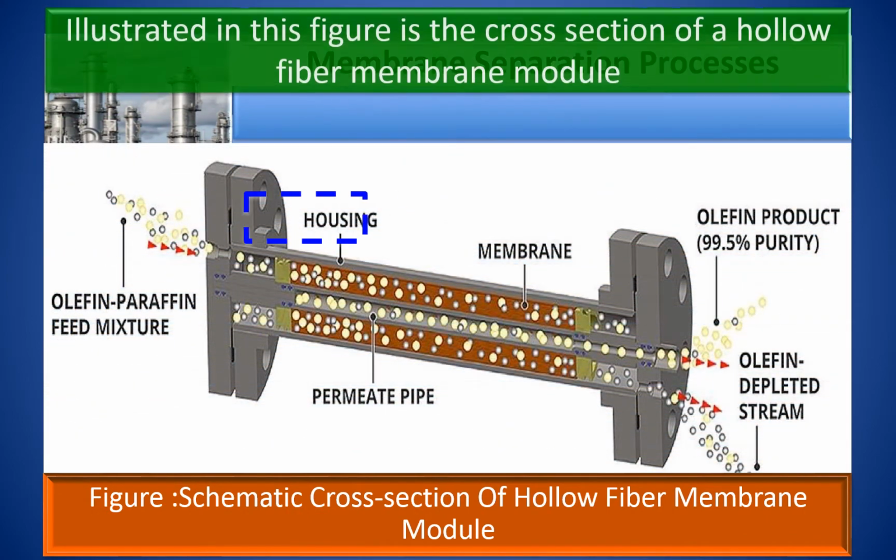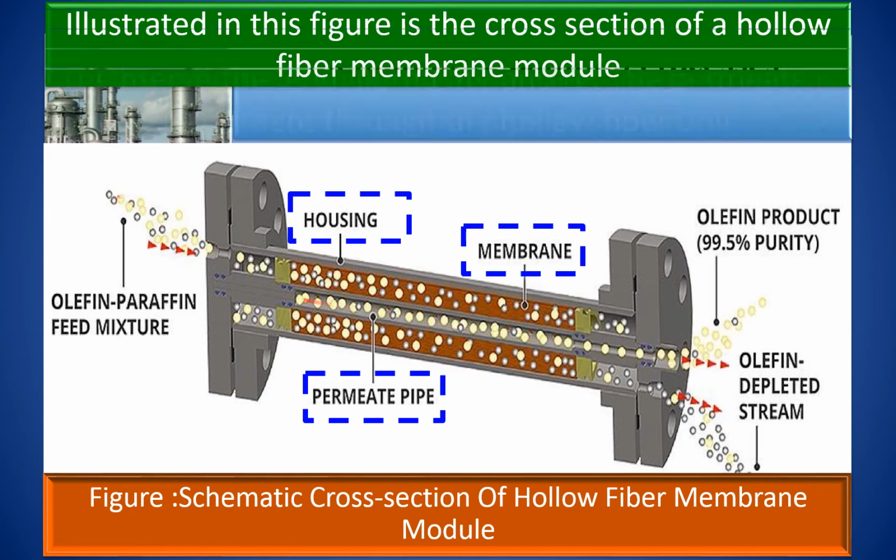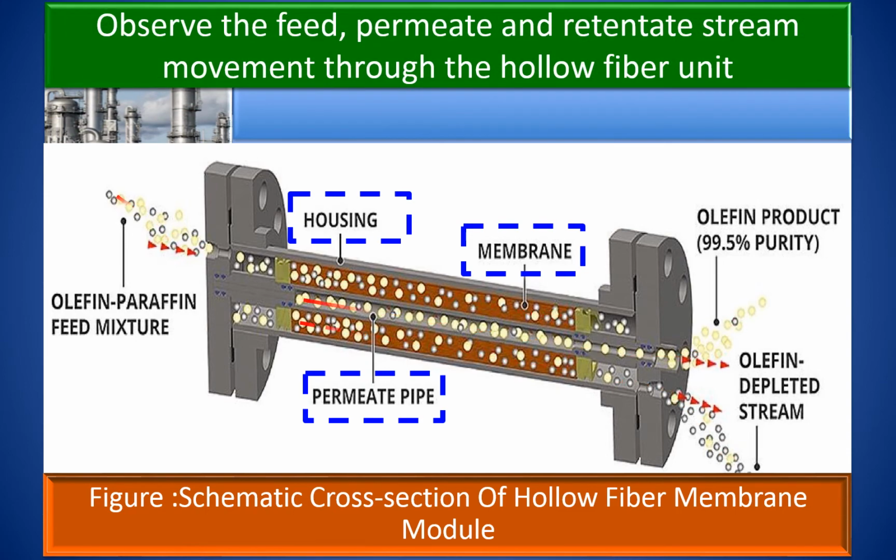Illustrated in this figure is the cross section of a hollow fiber membrane module. The membrane is enclosed in the housing. The permeate is collected in the central pipe as shown. Observe the feed, the permeate, and the retentate streams movement through the hollow fiber unit.